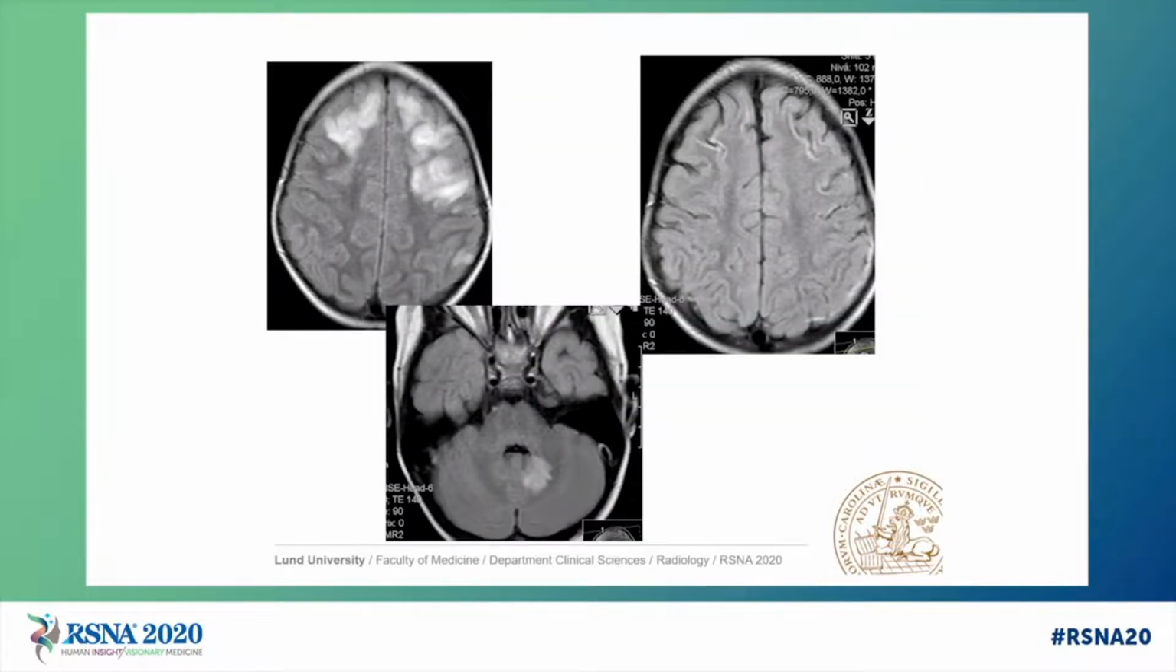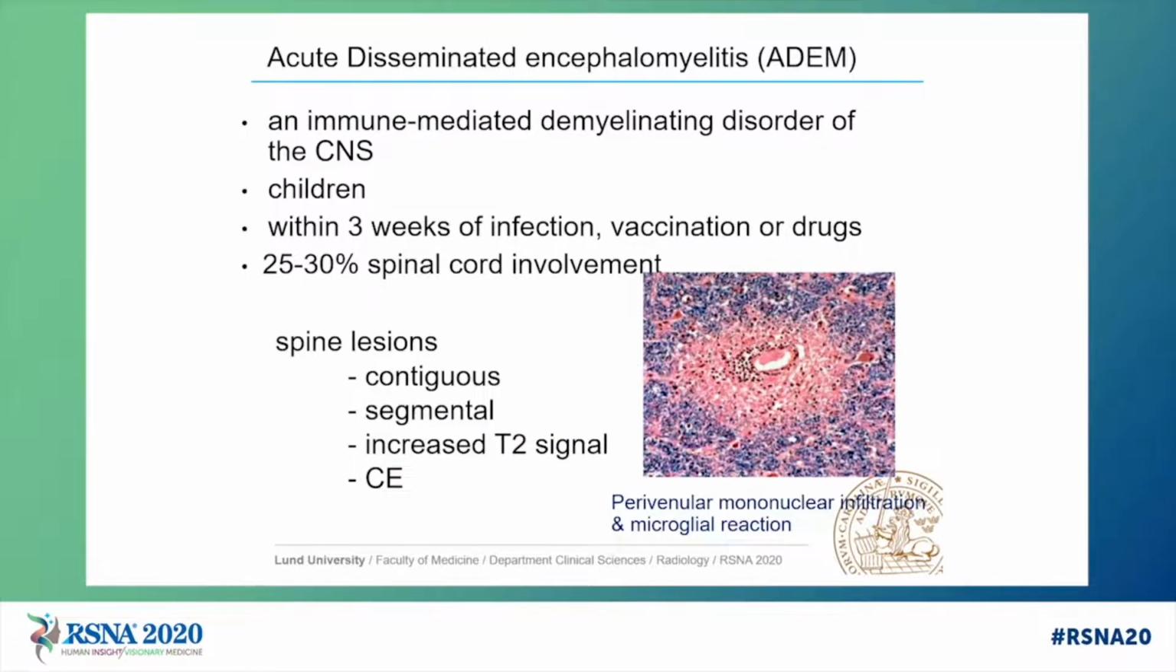If we look at this patient's brain, you could see that you have FLAIR signal abnormalities subcortically in both frontal lobes, as well as involvement of the cerebellum. This is a case of acute disseminated encephalomyelitis, ADEM.